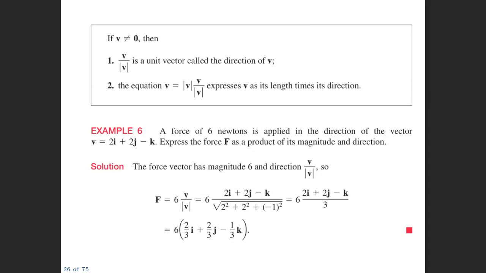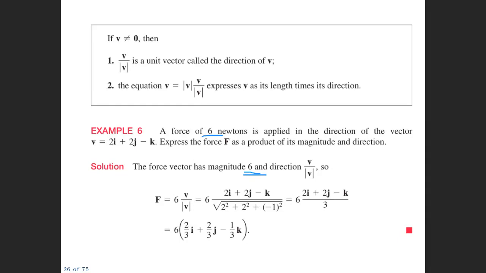Let's do another one. A force of 6 newtons is applied in the direction of the vector v, express the force F as a product of its magnitude and its direction. Well, the question tells us its magnitude. The question says 6 newtons. So the first part is 6.